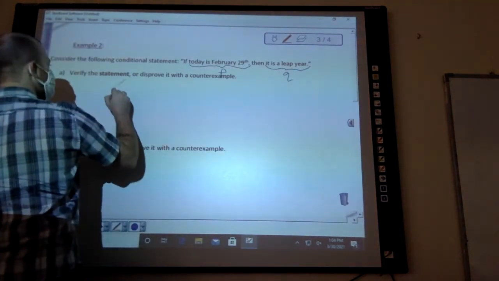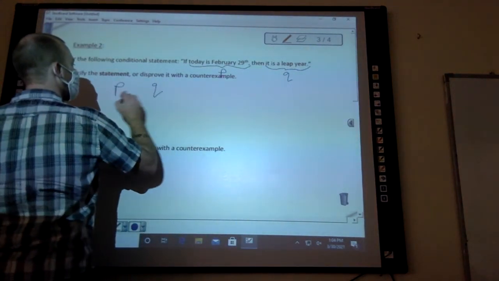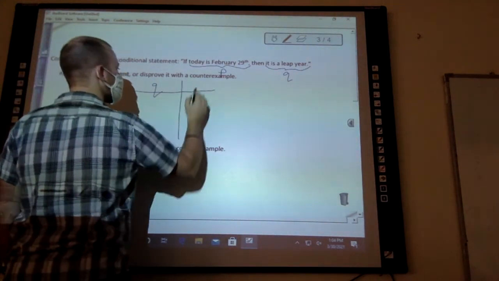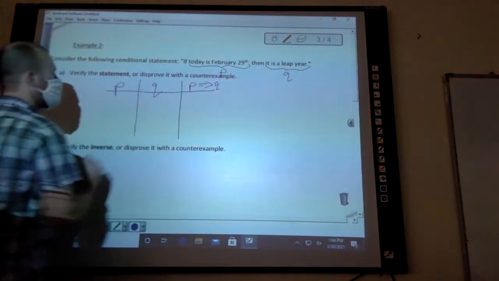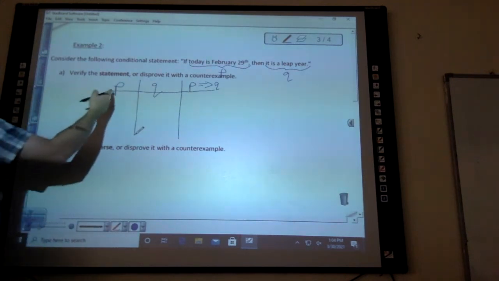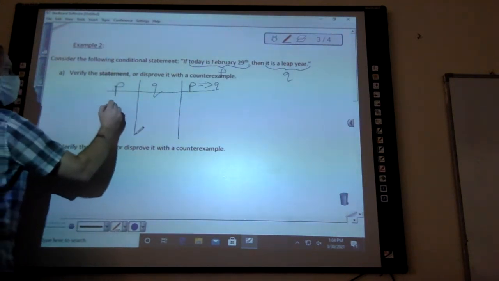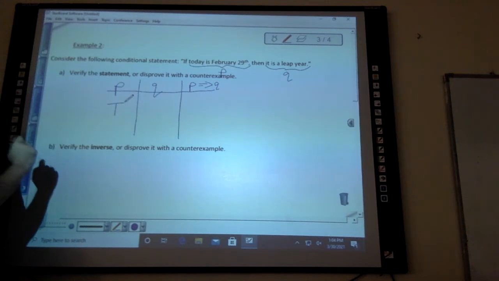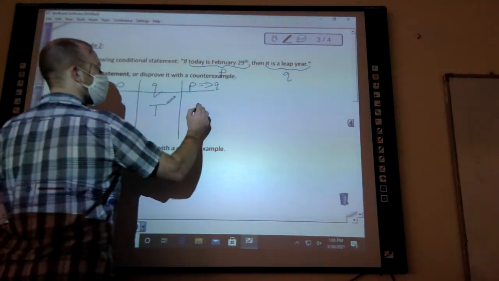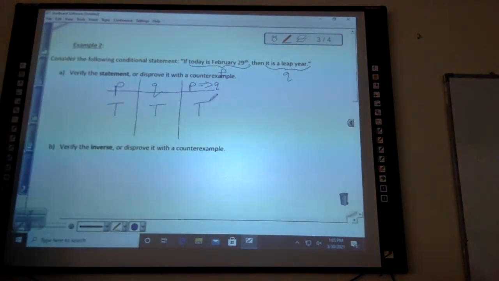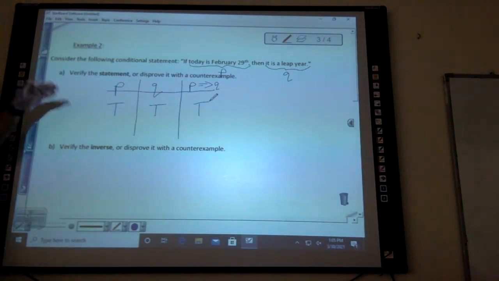So to prove this, we make a truth table. So we go through this. Okay, if P is true, Q only has the option to be true, so therefore the overall statement is true. So this is how you'd quickly verify it. Just make a quick table to show that it's true.